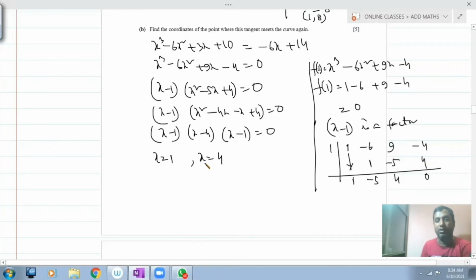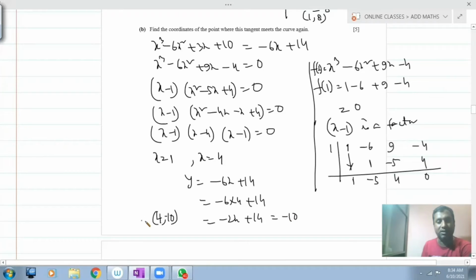Now if I use x equals to 4 in the tangent, we are having y's value 24 plus 14, that is minus 10. So the coordinates are 4 and minus 10. This is the answer. Thank you very much.